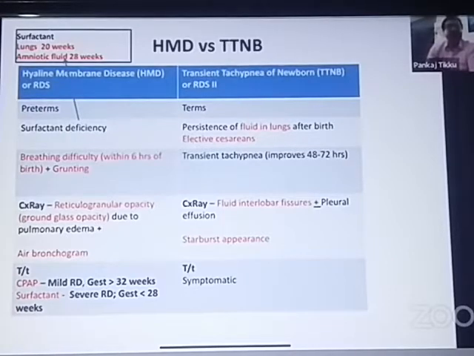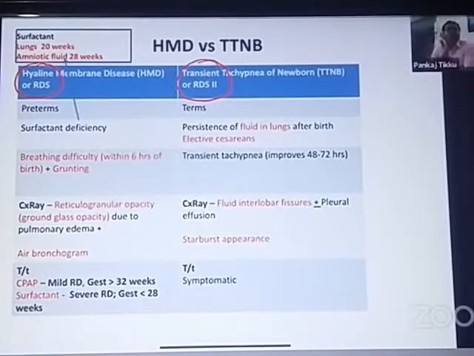So, what is the full form of HMD? It is hyaline membrane disease. It is also known as respiratory distress syndrome. On the other hand, what is the full form of TTNB? It is transient tachypnea of the newborn, also known as respiratory distress syndrome type 2. So, if someone asks what is respiratory distress syndrome, you will say, sir, it's the other name for hyaline membrane disease. If someone asks what is respiratory distress syndrome type 2 or RDS type 2, you'll say, sir, it is the other name for transient tachypnea of the newborn.